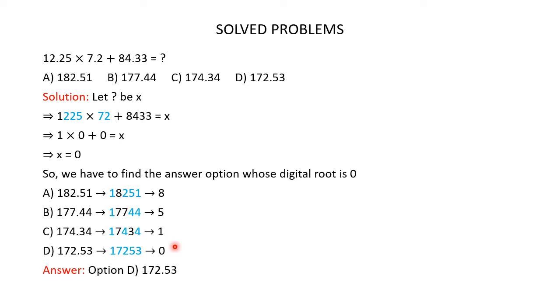So when you look at all these options, you will notice that option D has a number whose digital root is 0. So the correct answer is option D, 172.53.